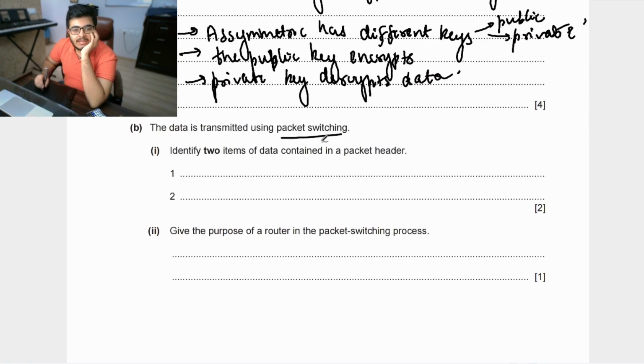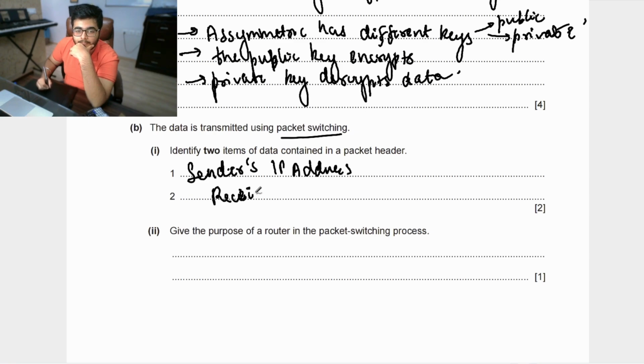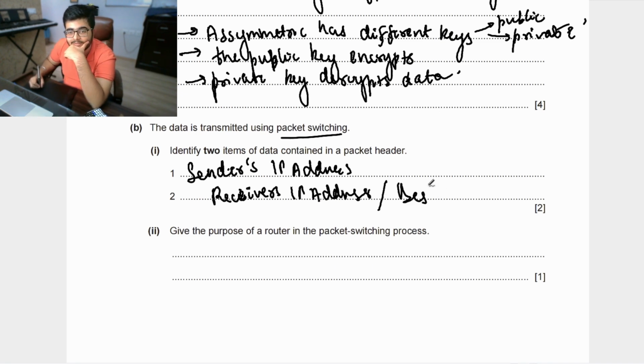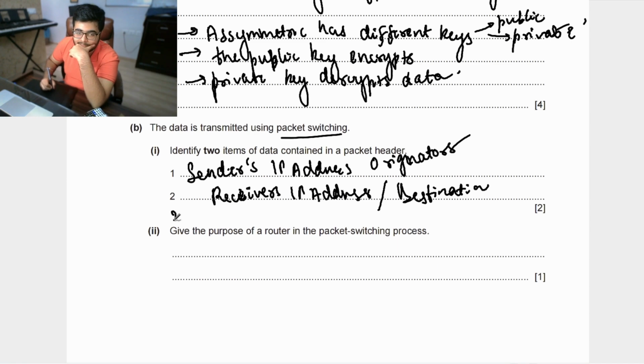Okay, the data is using packet switching. Identify any two items of the data contained in the packet header. So the packet header contains the sender's IP address, the receiver's IP address, or you can also write destination IP address. Or you can also write originator's IP address. All will be accepted. If there were more options given to us, you could also write the sequence number of packets.